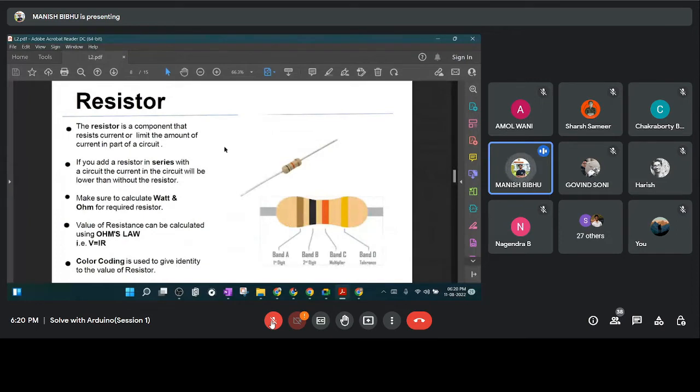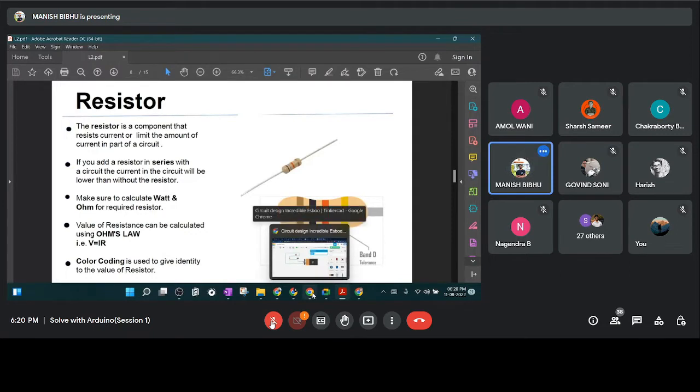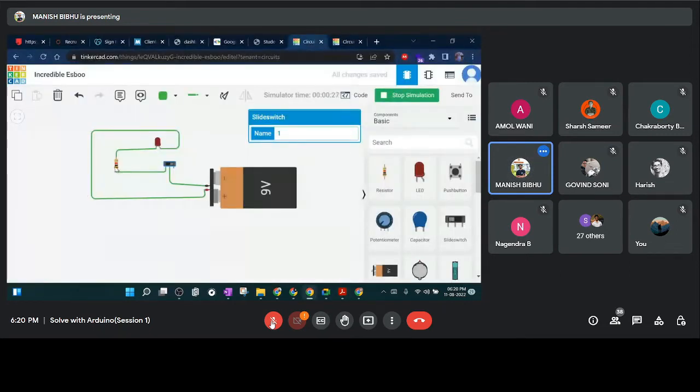Now this is the resistor. A resistor is basically used to protect the device. Here you can see I have used a resistor for the LED, because if 9 volt is directly given to this LED, this LED will be damaged. Let's see how it can get damaged.